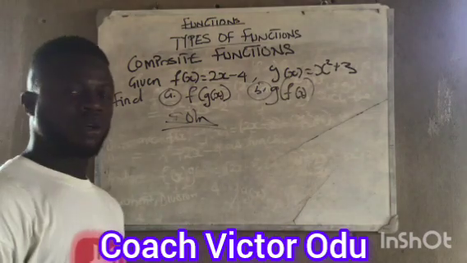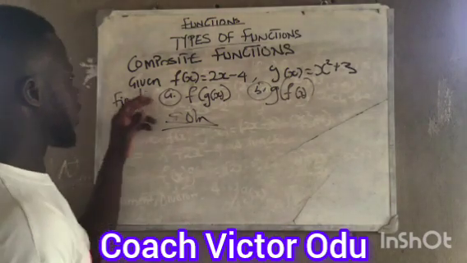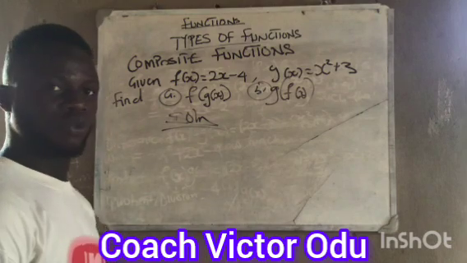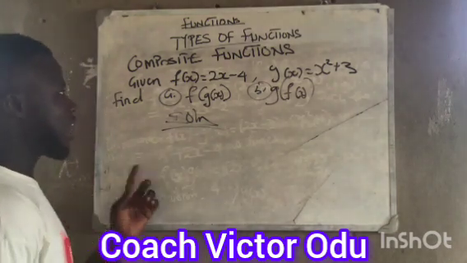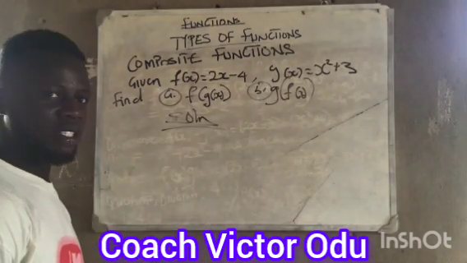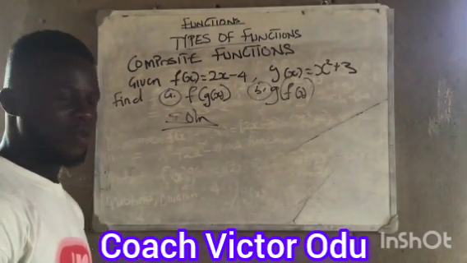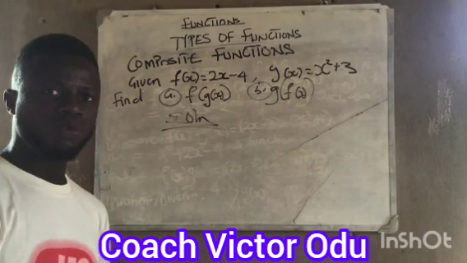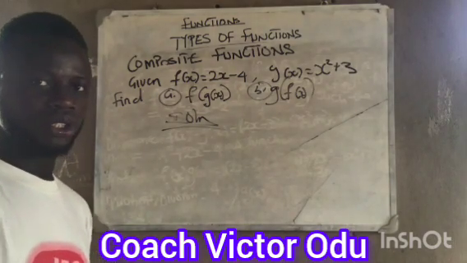So we are considering one example in composite functions. Given f of x is equal to 2x minus 4 and g of x equal to x squared plus 3. The question says find f into g of x and find g into f of x. So what do we do here? We apply the rule in composite functions.